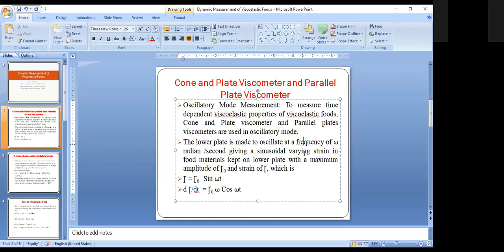As a result, in the lower plate of the cone and plate viscometer or the parallel plate viscometer on which the fluid material is kept, a strain is developed, a sinusoidal strain. The figure is like this.